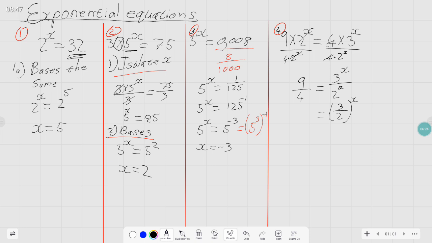9 over 4, can it be written as 3 to the power of something divided by 2 to the power of something? Because remember, we want to get our bases the same. So it can be 3 to the power of 2 divided by 2 to the power of 2. What can I take out commonly in the first one? To the power of 2. So I've got 3 over 2 to the power of 2, and this is equal to 3 over 2 to the power of x. Are my bases the same in this case? Yes. So therefore x is equal to 2.